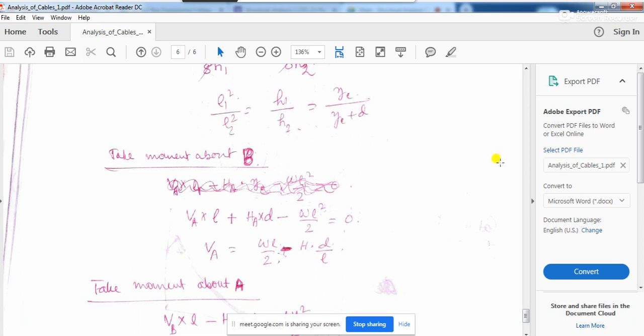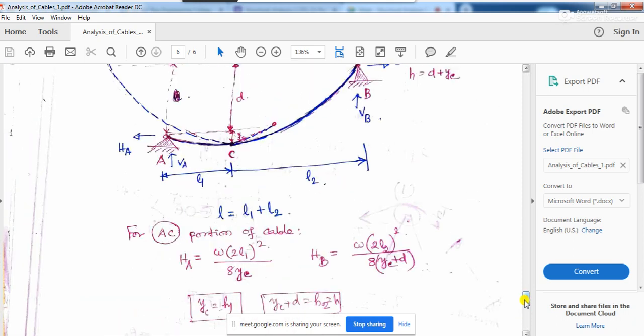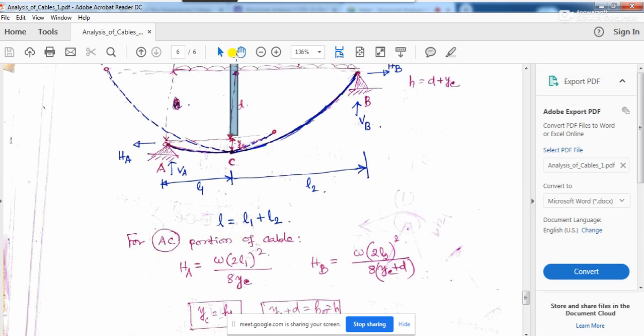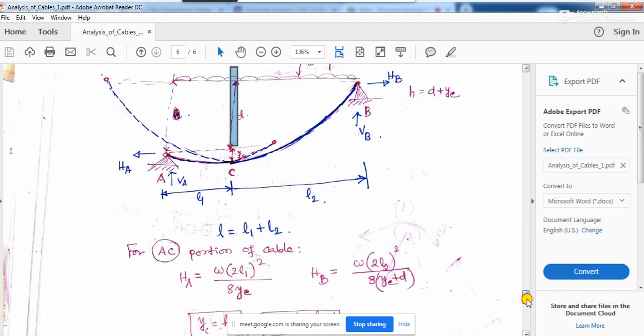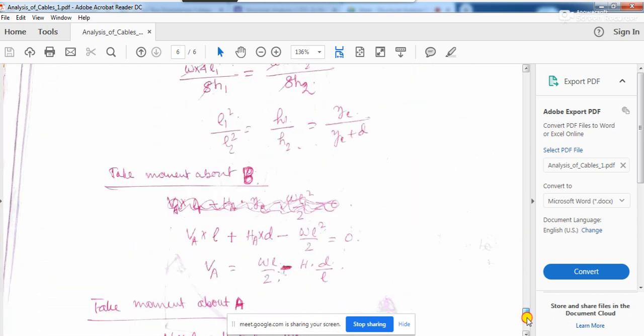HA into D minus, sorry, not D plus YC. HA is at the horizontal level of this. So the support level difference is D. So HA into this much distance D. This is the lever arm. And this W is going to create moment about this point. So how much will it be? W into L by 2. So you see that's what is being written over here. So Va into L plus HA into D minus WL squared by 2 is equal to 0.